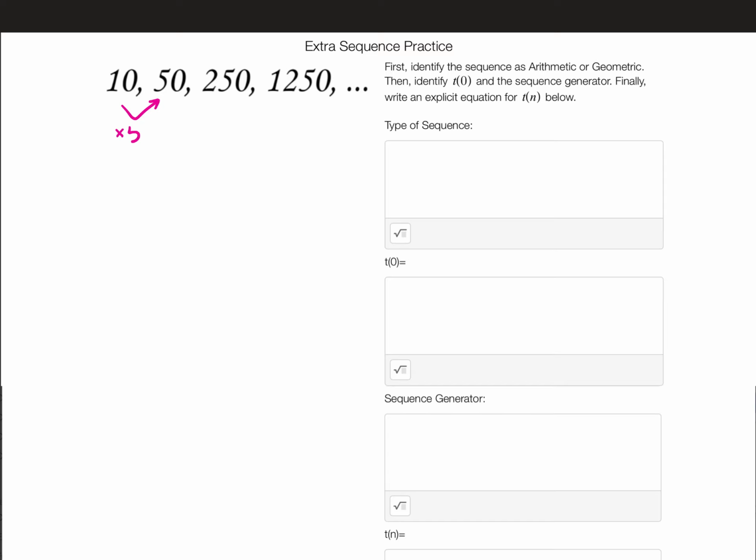I did multiply 10 by 5 to get 50. If I multiply 50 by 5, I get 250. And if I multiply 250 by 5, I get 1250. So that gives us a geometric sequence.